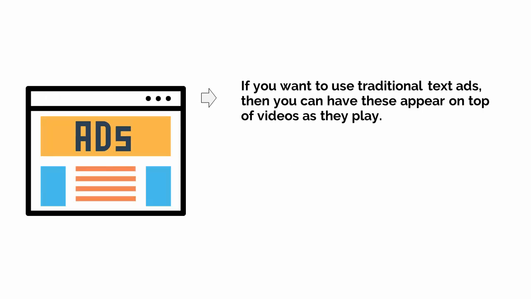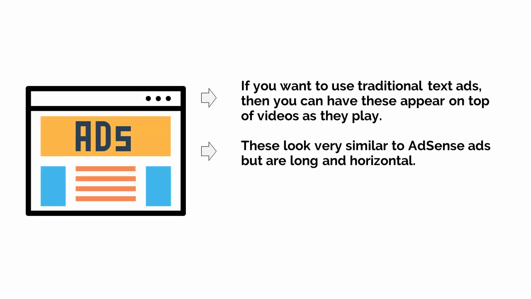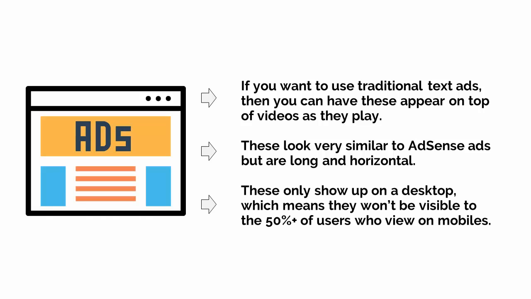Once you've done all this, you'll then have the option to choose your advert and to set it up. The first thing that you'll need to consider here is which type of advert you're going to use. There's actually multiple options in this regard, and some will even allow you to earn money without creating an advert at all. If you want to use traditional text ads, then you can have these appear on top of videos as they play. These look very similar to AdSense adverts, the ads that appear on websites, but are long and horizontal. These only show up on the desktop, mind, which means that they won't be visible to the 50% plus of users who view them on mobiles. But then again, desktop users may be more likely to convert for your specific type of content.